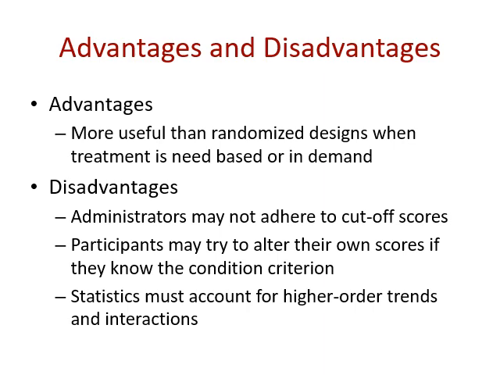Participants may also try to alter their own scores if they know the condition criteria. So again, if this is all happening in one classroom, the kids that are getting the actual interventions may try to share it with others. And also statistics may account for higher order trends and interactions. So again, regression discontinuity is somewhat susceptible to issues with if there is more than just a linear trend involved.